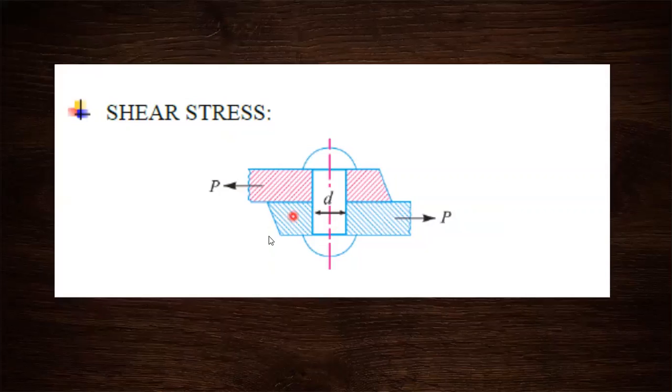Because of the sliding, the rivet can break at this junction. So due to the shearing and sliding of the plates, the rivet is broken. In case of shear stress, the load is tangential to the cross-sectional area. This shearing may be a single shear or double shear. Single shear means it will be taking in 2 plates. Double shear means it will be taking in 3 plates.